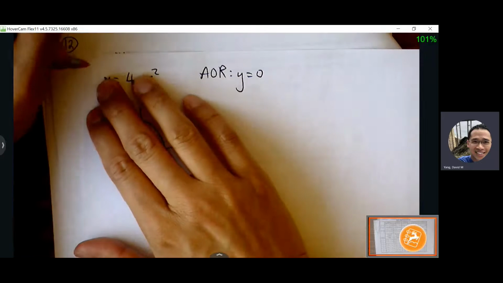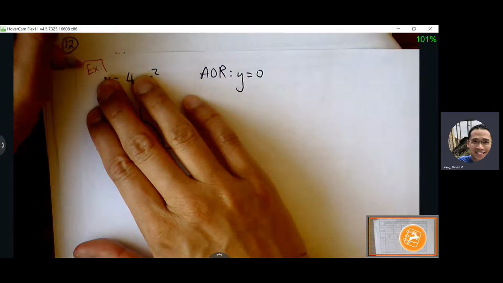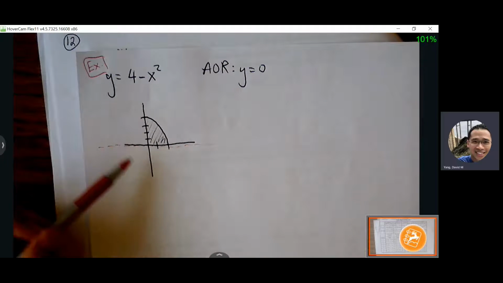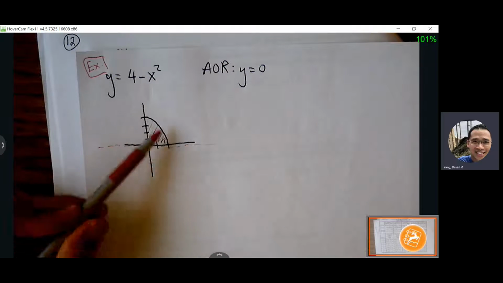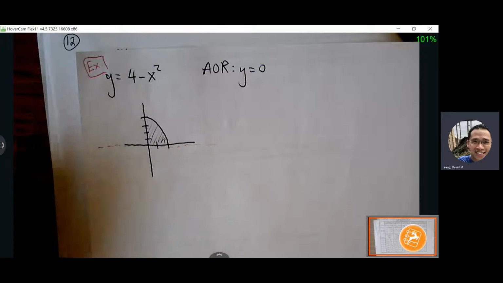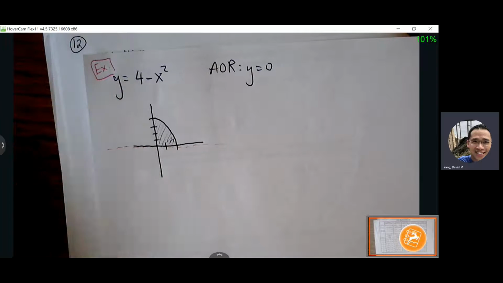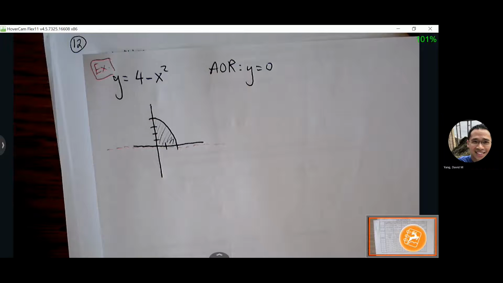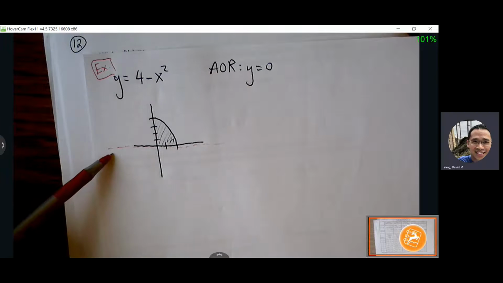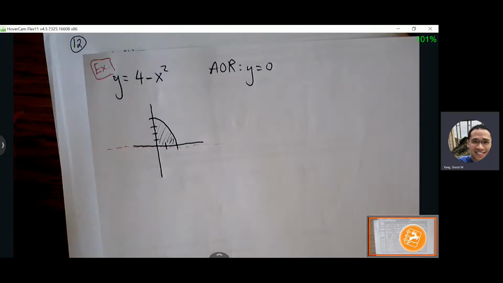Okay, so I'm doing some examples before we jump into the packet. Now, look at the axis in relation to your shaded region. Is this going to be disk method or washer method? What do you guys think? You guys remember?